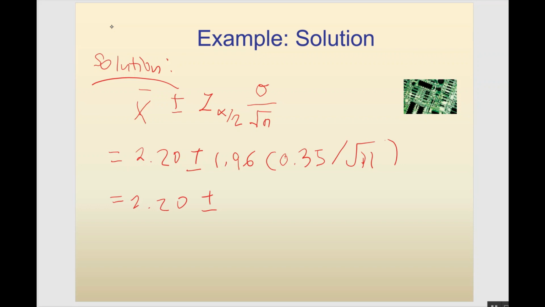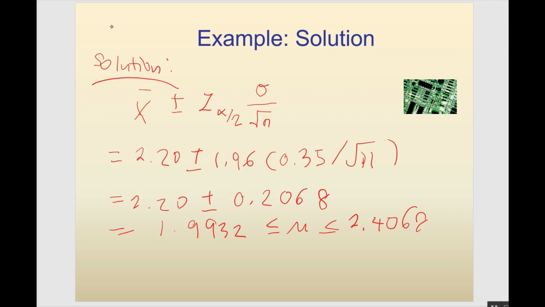So I hope that you calculated this, and you should be getting 0.2068. So basically, the confidence interval will be between 1.9932, because you have plus minus, right, and it will be between 2.4068 here. So this is why and how we solve this question.